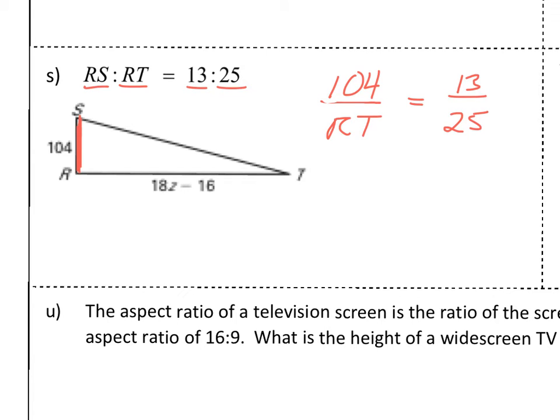In addition to that, it looks like we also have RT down here, which is 18z minus 16. So once again, I'm going to replace RT with 18z minus 16. Now my proportion's set up. It's just like the problems that we did previously. All right, I would like you guys to pause the video, try to solve it on your own, and I'll reveal the answer in a couple seconds.